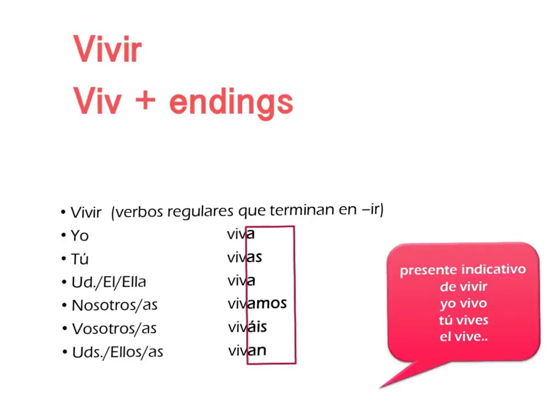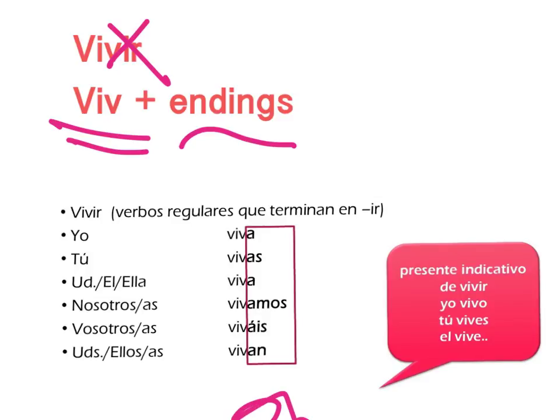And we'll do the same with vivir. We get rid of ir. We keep the stem and we add the endings. And these are the endings, okay? Which are the same as the ones for regular verbs in Spanish that end in er. Okay, yo viva, tú vivas, él viva. In the indicative, it would be yo vivo, tú vives, él vive.